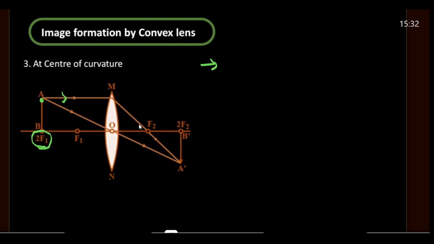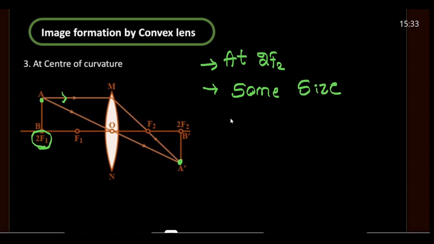So the parallel ray goes through the focus, and the incident ray which is going through the optical center will be undeviated, right? So when we observe the intersecting point, it is exactly parallel to the 2f2 point. So we can consider it as a center, or at 2f2. When we place the object at 2f1, we got the image at 2f2. And if you observe the size, it is the same sized image we got, right? Same size image.